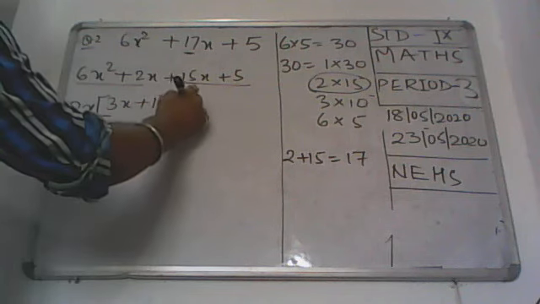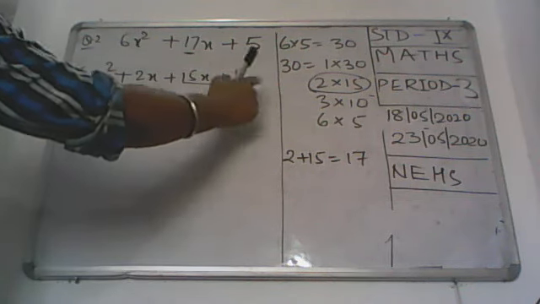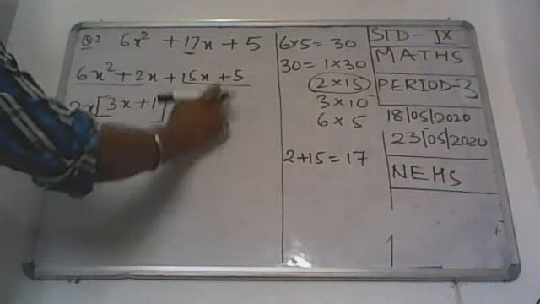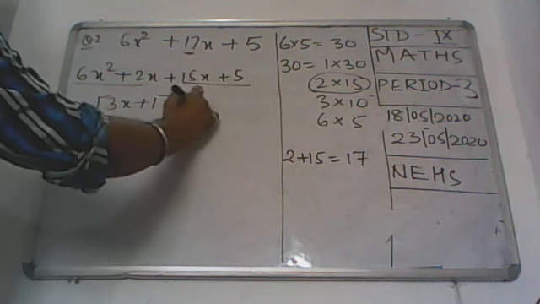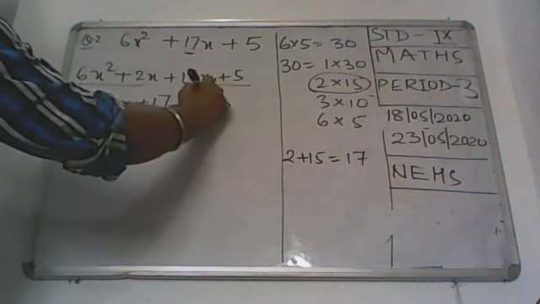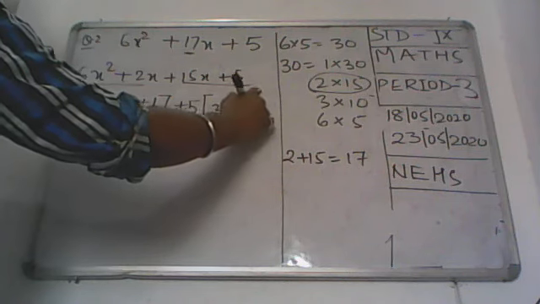Here in this case, the variable is not there, because in the second term there is no variable. Then you see the numbers 5 and 15. Yes, in the table of 5, 15 comes here. So this will be 3x plus 1.